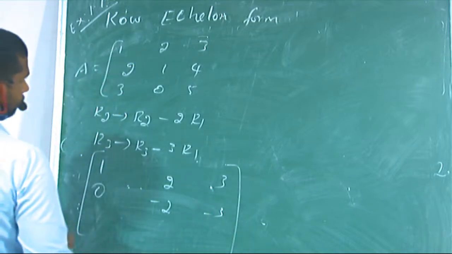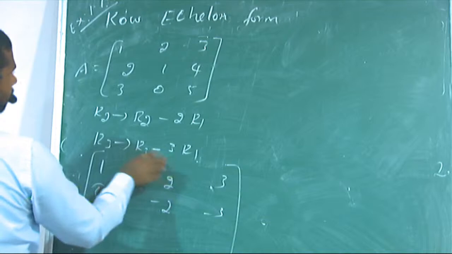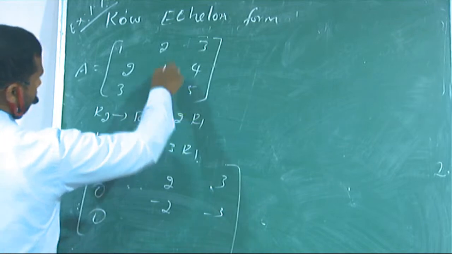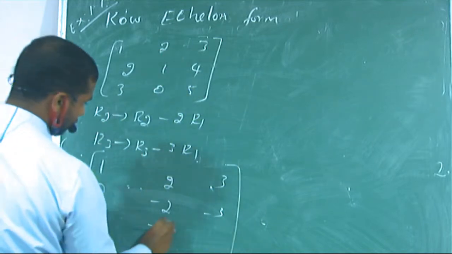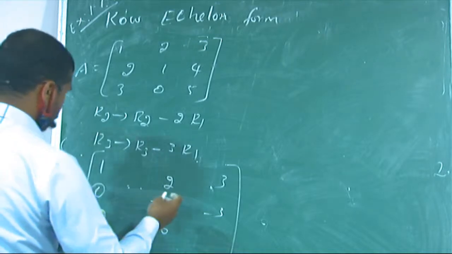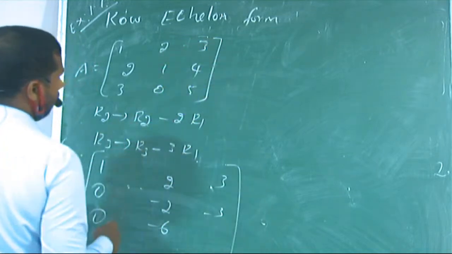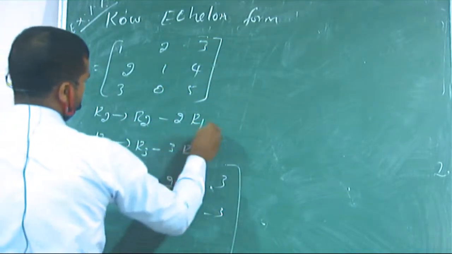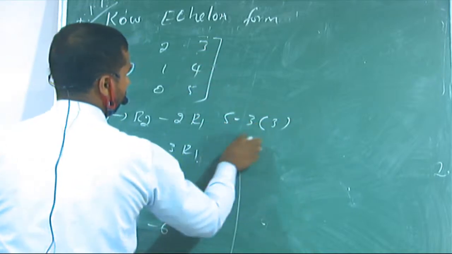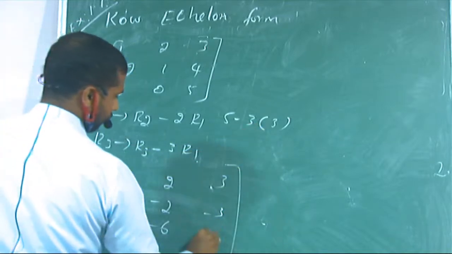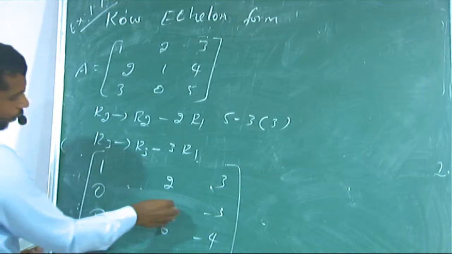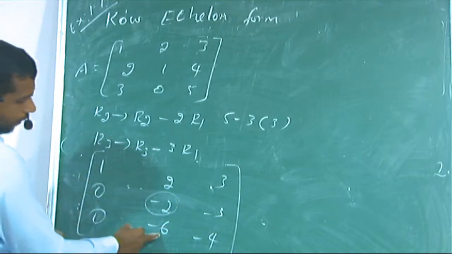The next one: R3 minus 3 into R1. 3 minus 3 means 0. Next, 0 minus 6, because of the 3, gives minus 6. Next, 5 minus 3 into R1's entry: 5 minus 9 is equal to minus 4. Next, when the non-zero digit in the second row, minus 2, starts, under that term we have to make 0.